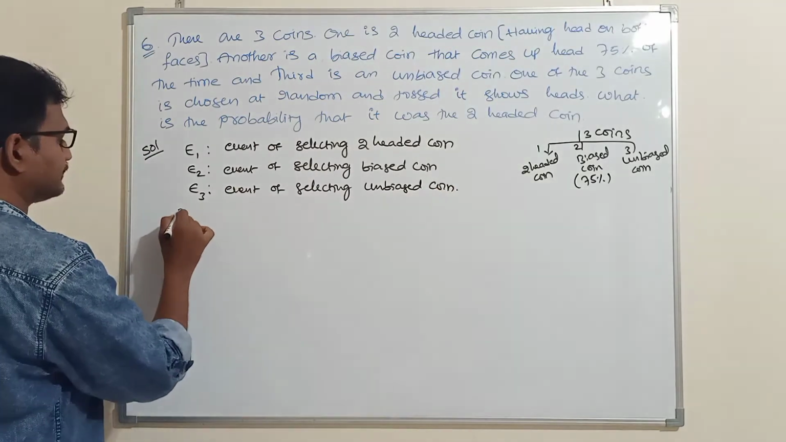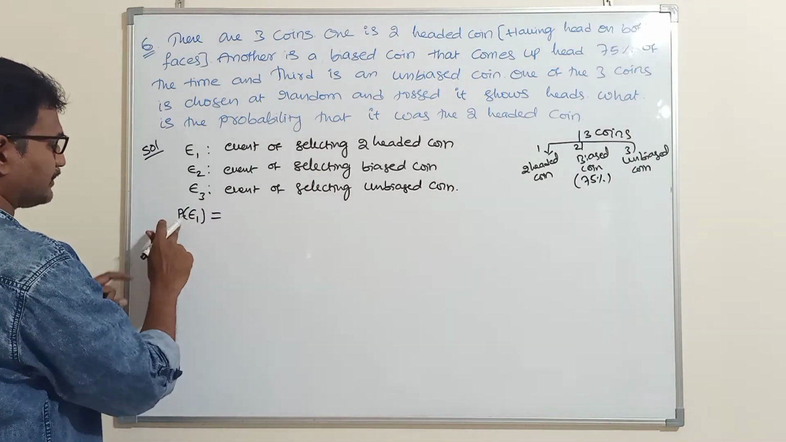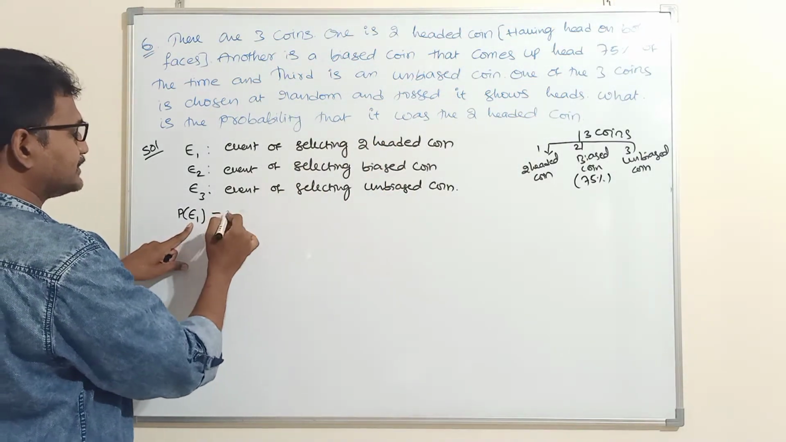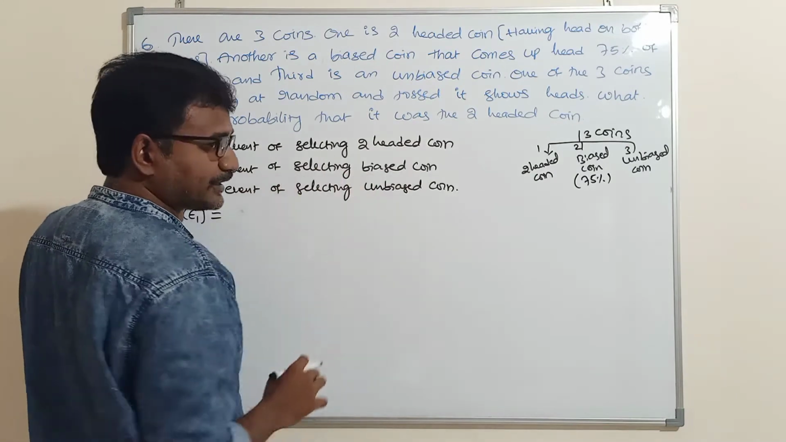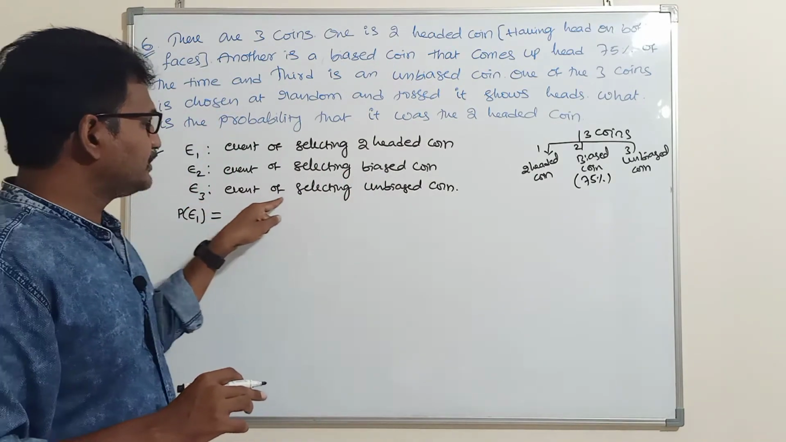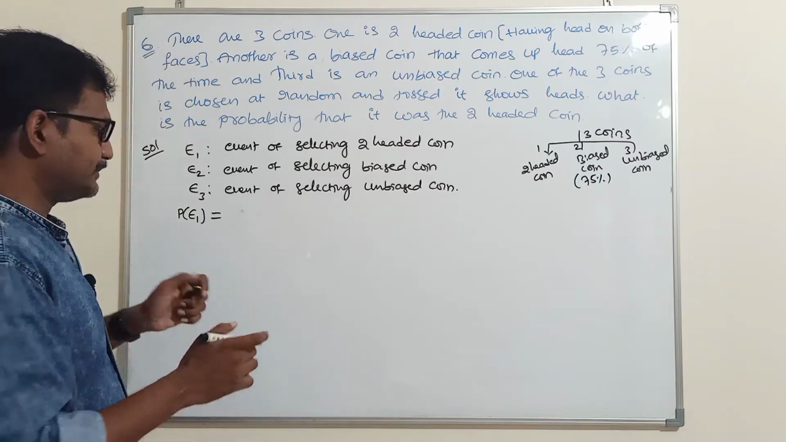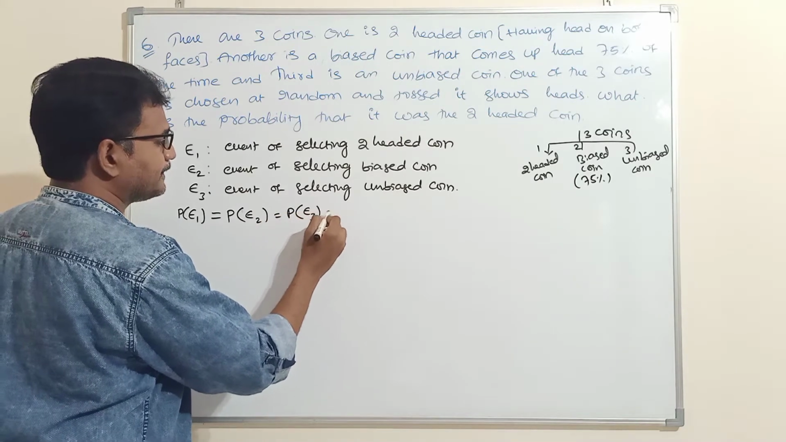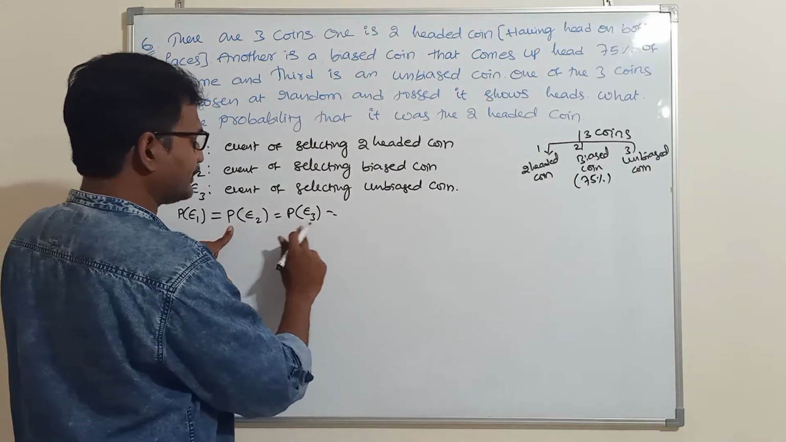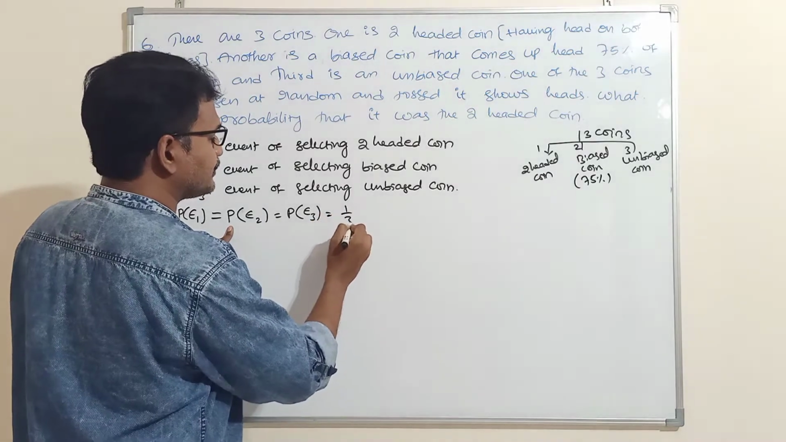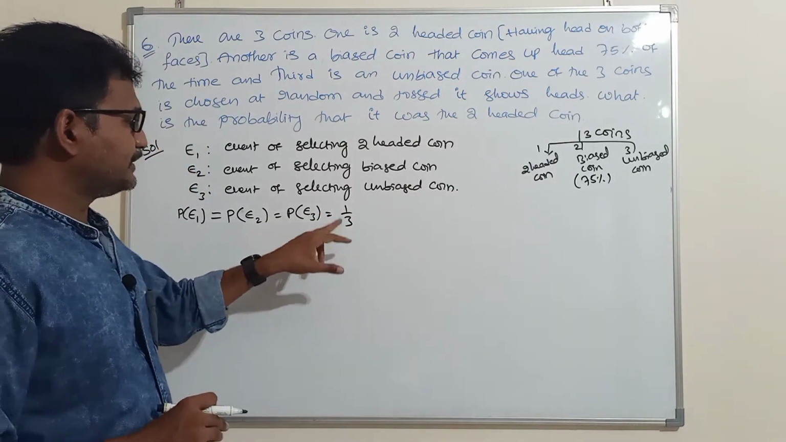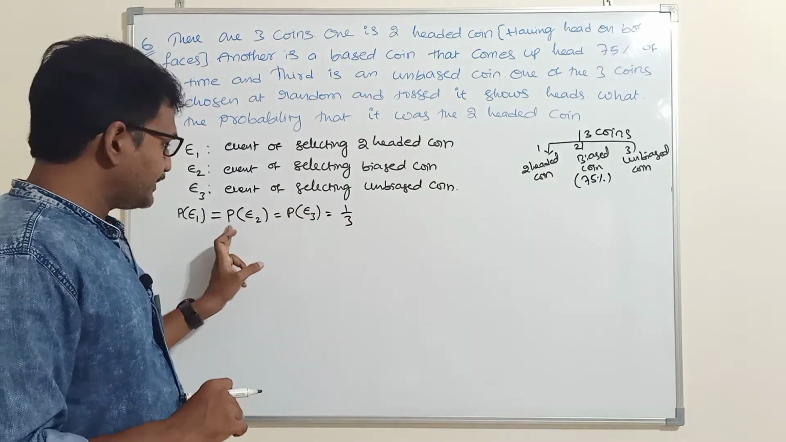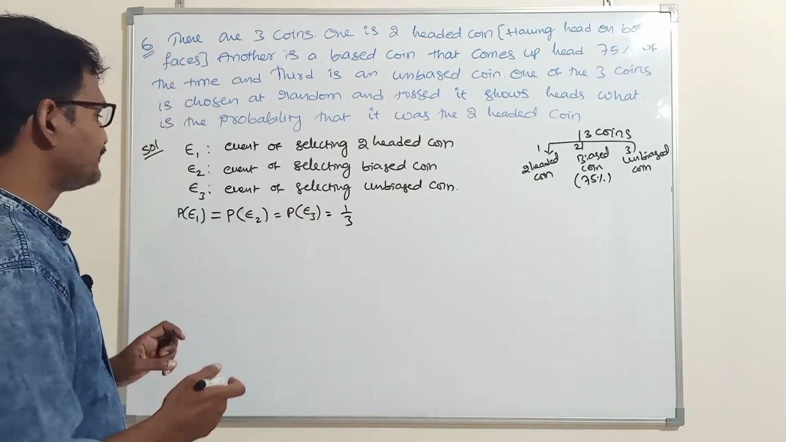Then what is P of E1? The probability of the event of selecting the two-headed coin is 1 by 3. Similarly, the probability of selecting the biased coin is also 1 by 3, and the probability of selecting the unbiased coin is 1 by 3, because out of 3 coins you are selecting only one coin. So P of E1 is 1 by 3, P of E2 is also 1 by 3, and P of E3 is also 1 by 3.